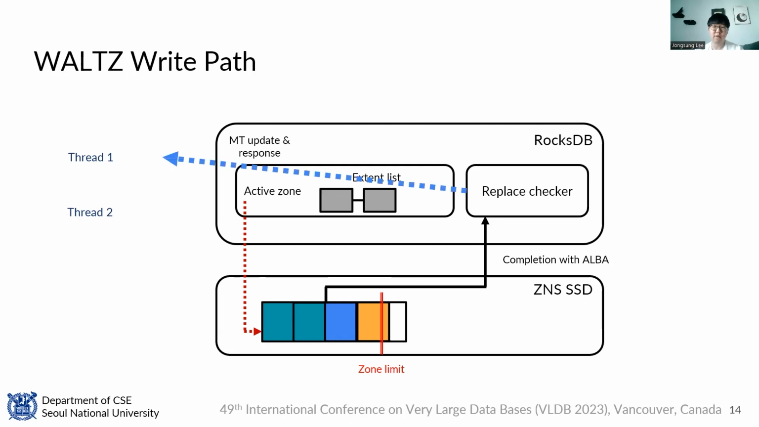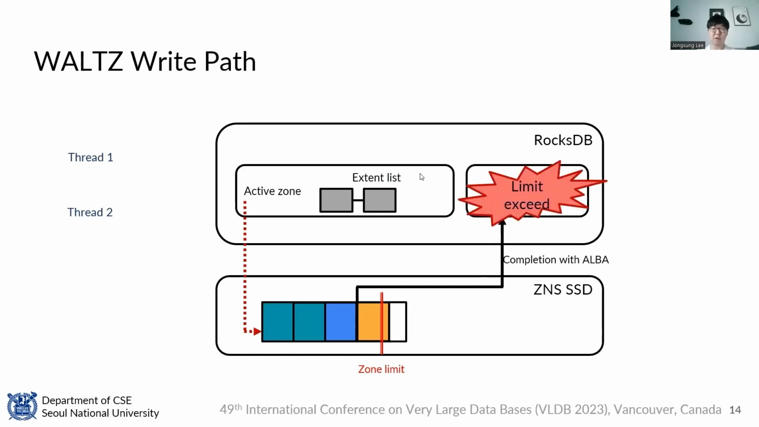In the thread 1 case, the record does not exceed the configured limit, so it just returns and goes through the memtable update phase. Also for thread 2, the completion entry is retrieved by the replace checker, and WALTZ detects that an exception occurs.